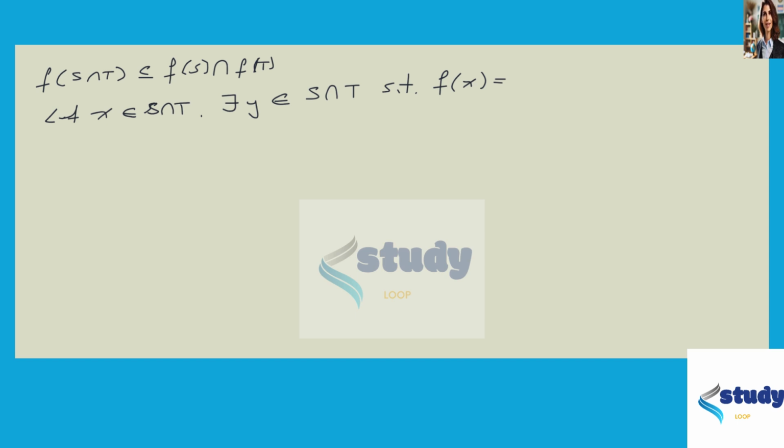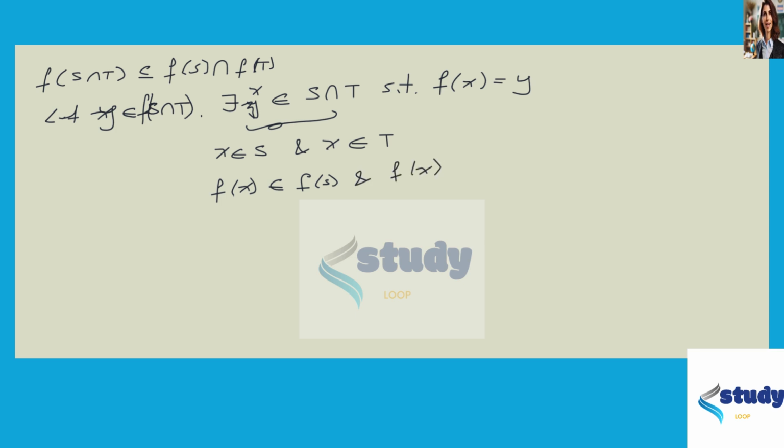Then let y be in f(S ∩ T). Then there exists an x in S ∩ T such that f(x) = y. Then this condition right here implies that x is in S and x is in T. So therefore, f(x) is in f(S) and f(x) is in f(T).